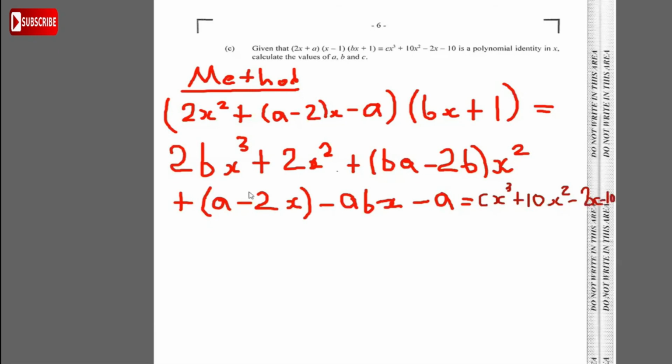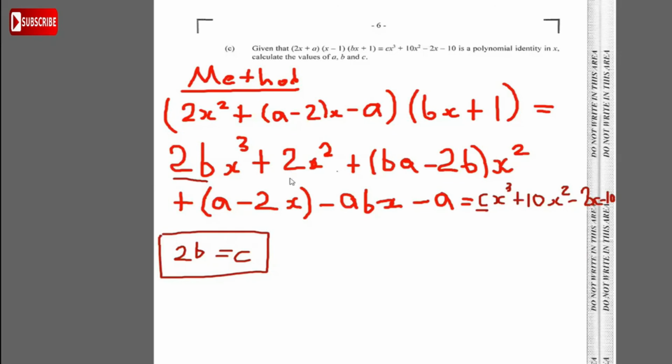Now what you do then is you equate your x cubed term. So you equate your 2b, and 2b is going to equal c. So equating x cubed terms, we're getting that 2b is equal to c. That's one equation.